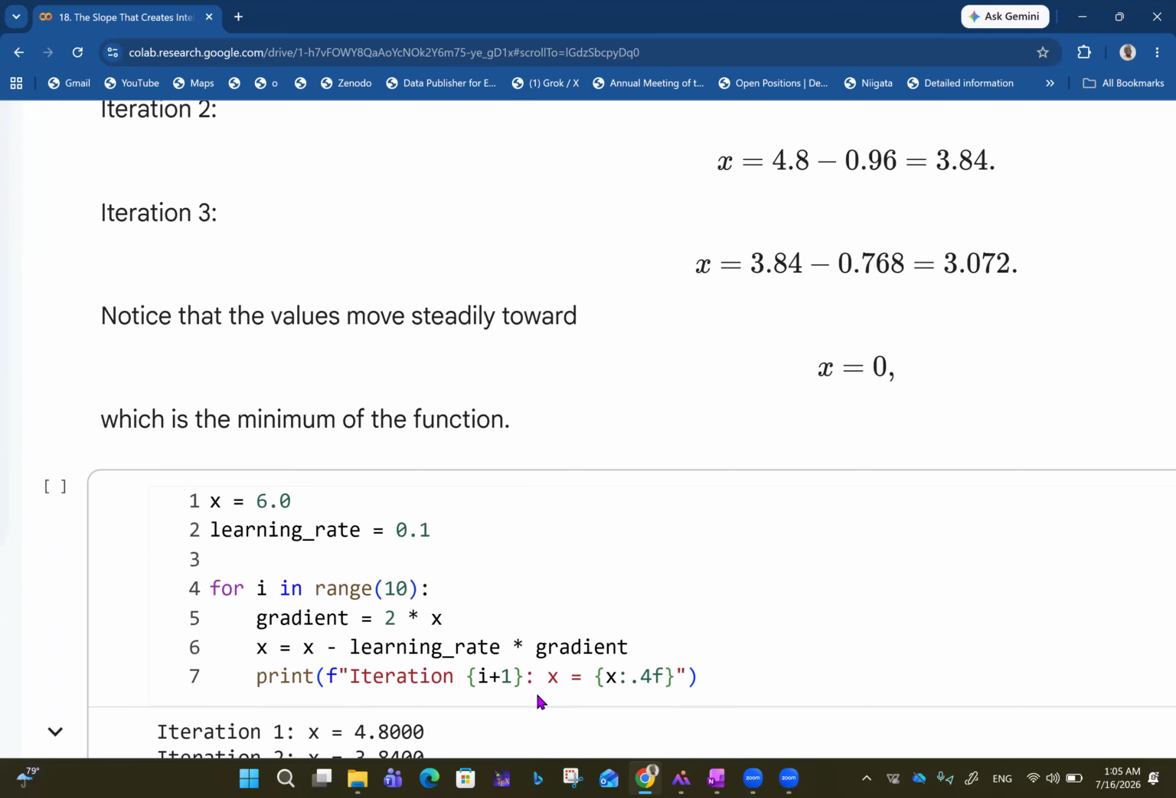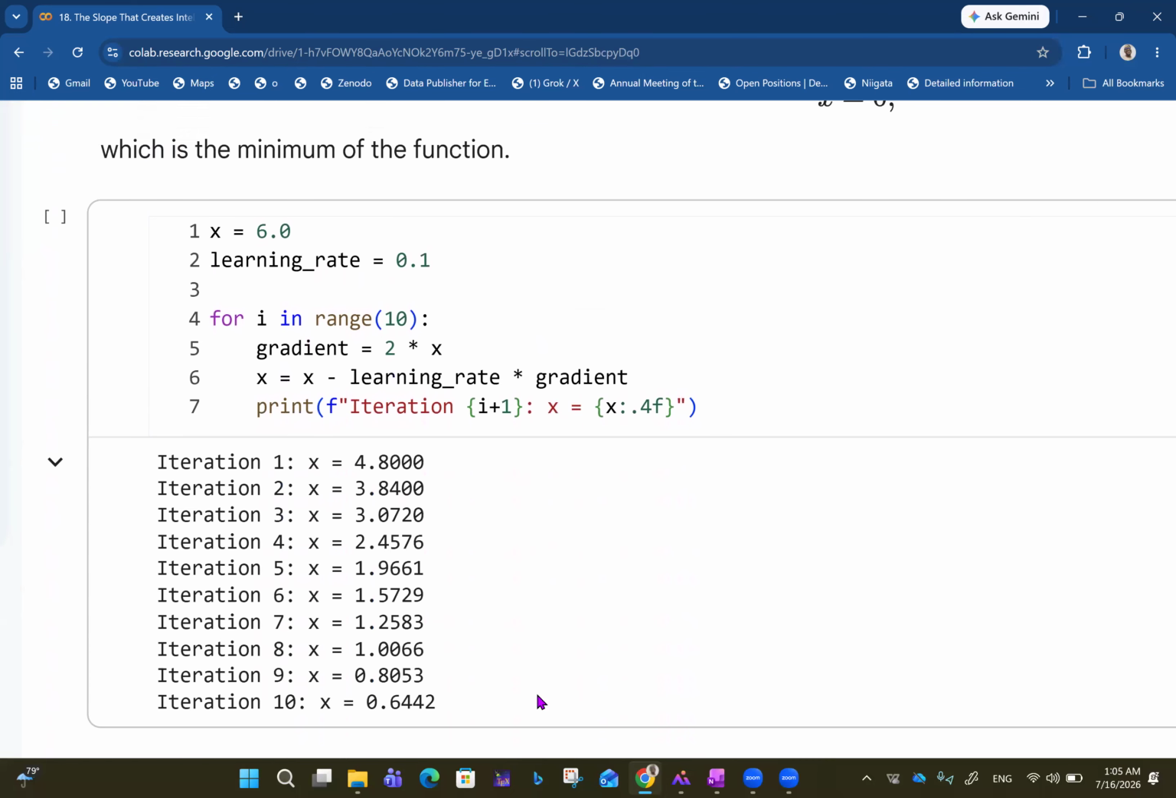If you do it using code, then you can easily visualize. So x is 6.0, learning rate is 0.1. For i in range 10, that's from 0 to 9, the gradient is 2 multiplied by x, as we know. Then x equals x minus learning rate times gradient. You print the iteration and all that. You start with 4.8, and then in 10 steps, you have moved to 0.6. So it's going that fast.